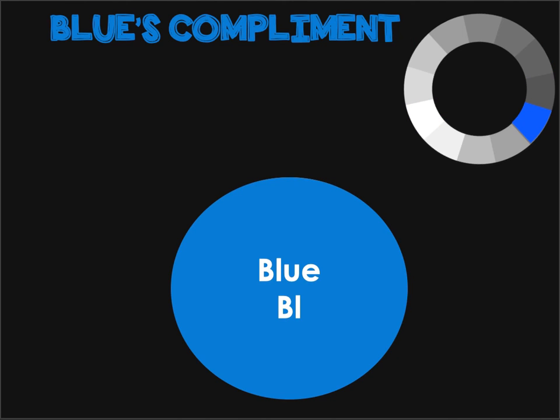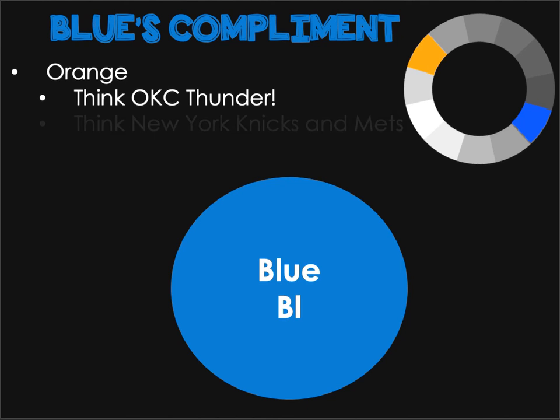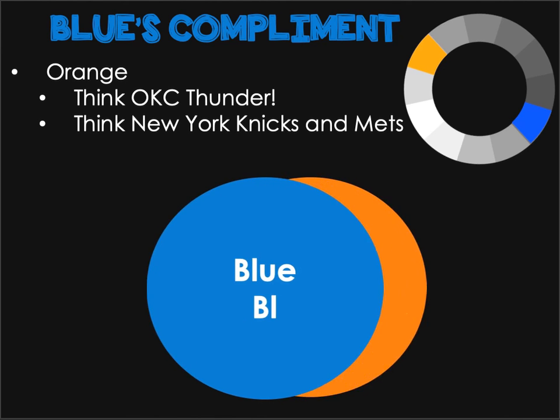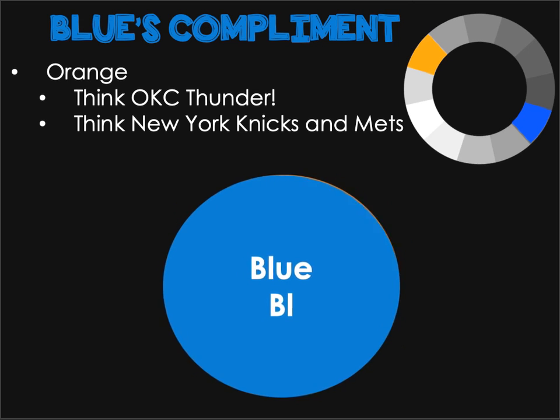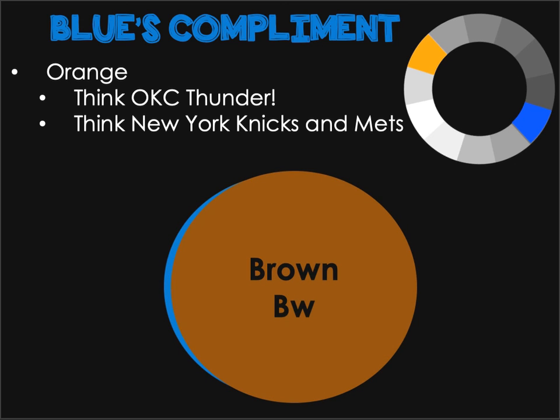All right, so blue's complement. Directly across from blue on the color wheel is orange. Think about the basketball team, the Oklahoma City Thunder, or maybe the New York Knicks or the Mets. Those are the only things I can think of that are blue and orange. Or really, if you know Miss Sesses, you should totally always think about the Oklahoma City Thunder. Woohoo! That's my team. That's what my dog is named after. But anyway, when these colors mix together, they meet in the middle, they neutralize each other, and they make brown.